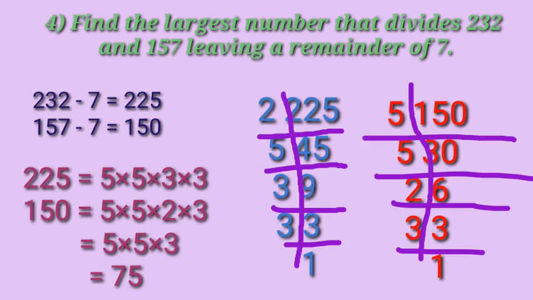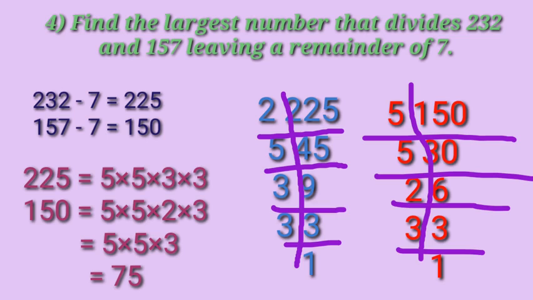Largest number means find the HCF. So the given numbers have a remainder of 7, so you do the subtraction here. 232 minus 7 will get the answer 225. 157 minus 7 will get the answer 150. Now take these two numbers and find the HCF using factors.